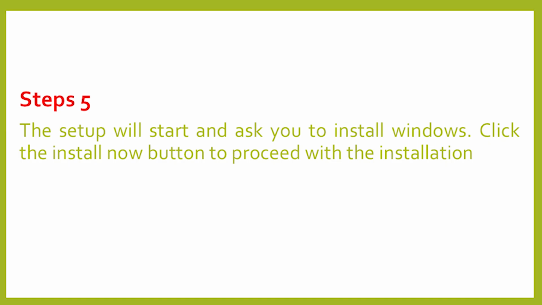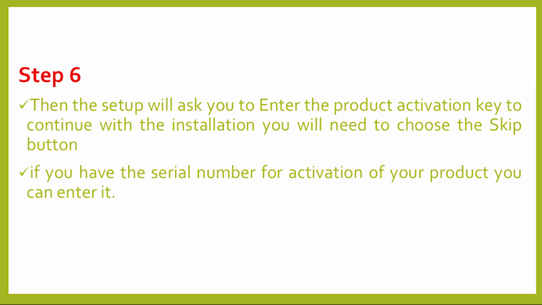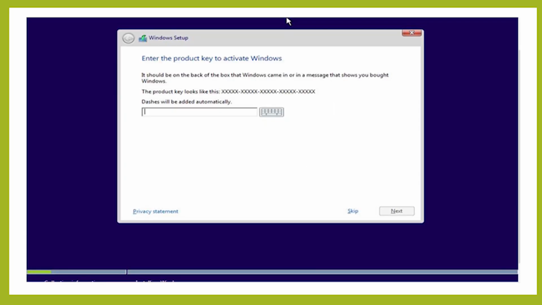Step 5. The setup will start and ask you to install Windows. Click the Install Now button to proceed with the installation. Step 6. Then the setup will ask you to enter the product activation key. To continue with the installation, you will need to choose the Skip button, and if you have the serial number for activation of your product, you can enter it.